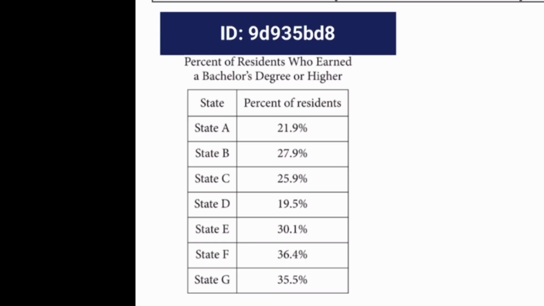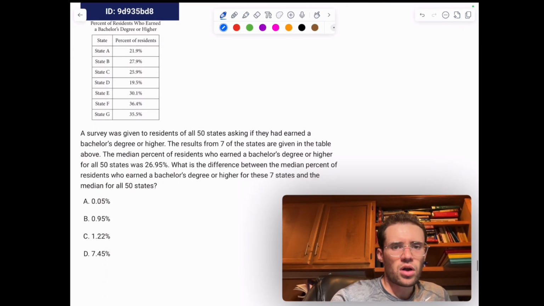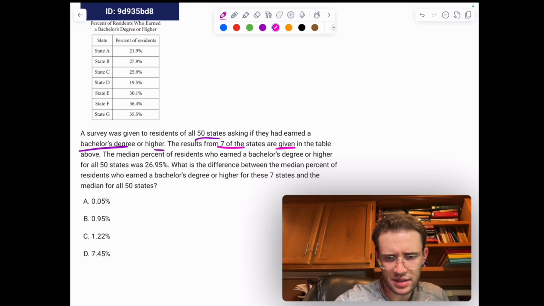Here we have a table. It says percent of residents who earned a bachelor's degree or higher, in different states. They don't say the state names, they just say state A, B, C, D, okay. A survey was given to residents of all 50 states. Well, it doesn't look like there's 50 values there. It only goes up to G, so what is that, 7 values? It's only 7. The residents of all 50 states were asked if they had earned a bachelor's degree or higher, and the results from 7 of those states are given. It doesn't say if they're the highest 7 or anything.